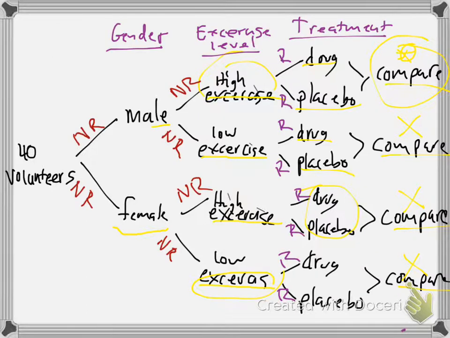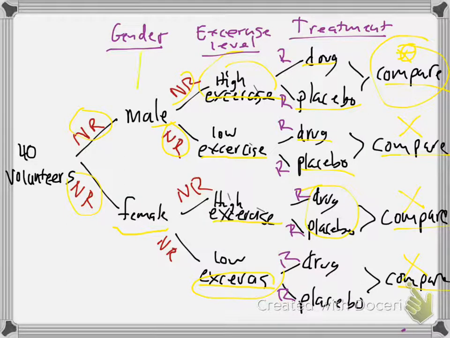And just to break this down a little bit more here, I have these NRs. I abbreviated these NRs for not random. When we split individuals up into groups here, again, we don't randomly select the males, and we don't randomly select exercise or low exercise, because those are already factors. Every individual is going to have their own level of factors.